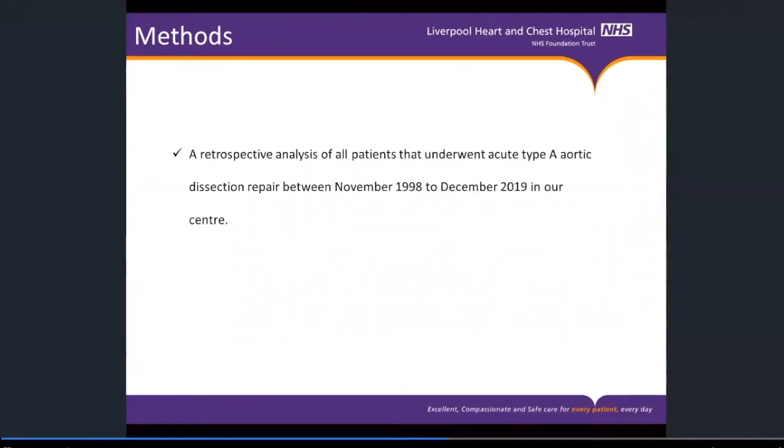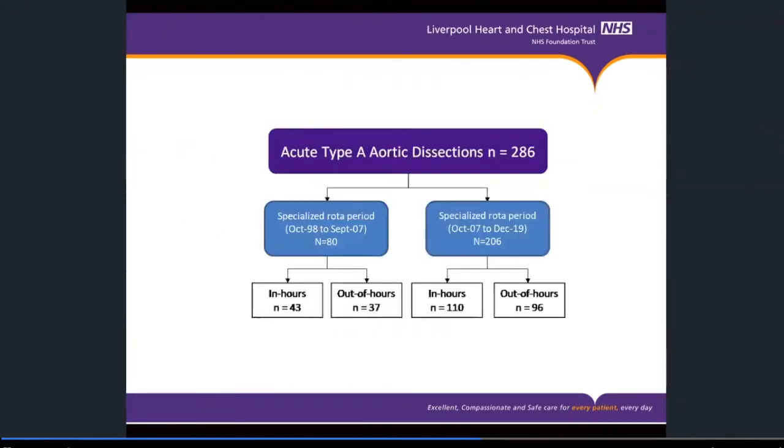A retrospective analysis was done of all patients that underwent repair of acute type A dissection between 1998 and 2019. As I have discussed earlier, our cohort was divided into two main groups: a pre-rota group, which was composed of 80 patients between October 1998 and September 2007, and then a specialized aortic rota group between 2007 and December 2019. This entailed 206 patients.